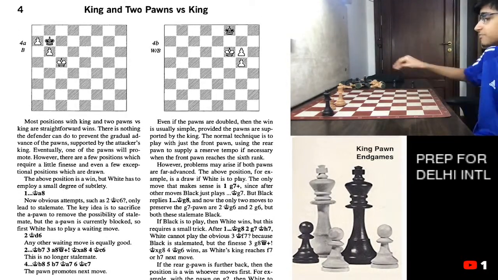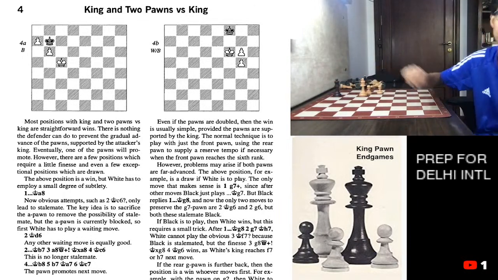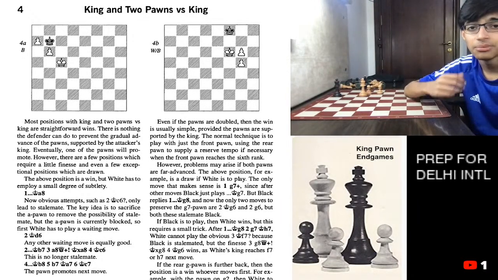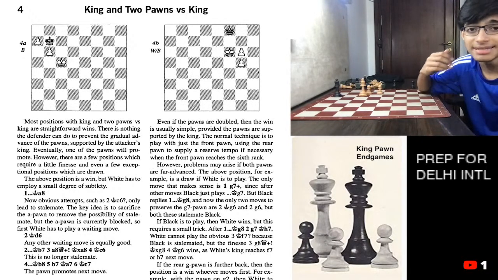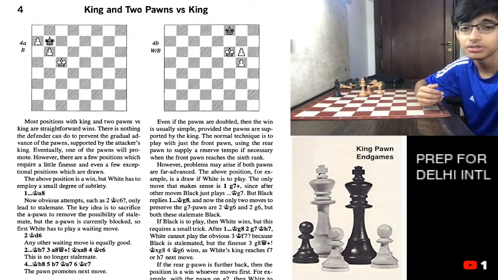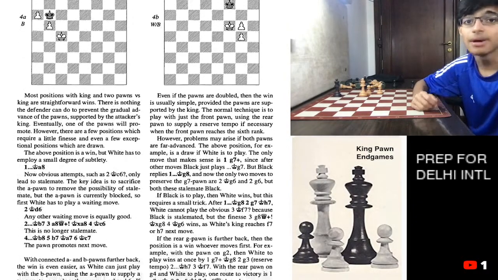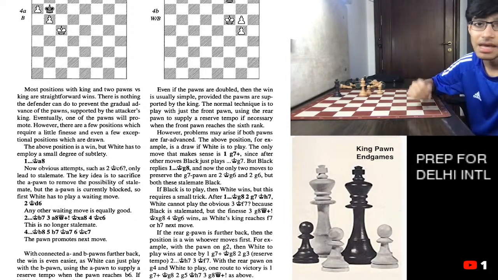Moving on to the next type of position, we have 2 pawns on g6 and g5, the white king on f6 and the black king on f8. Even if the pawns are doubled, then the win is usually simple, provided the pawns are supported by the king. The normal technique is to play with just the front pawn, using the rear pawn to supply a reserve tempo if necessary, when the front pawn reaches the 6th rank. However, problems may arise if both pawns are far advanced. The above position, for example, is a draw if white is to play. The only move that makes sense is g7 check.